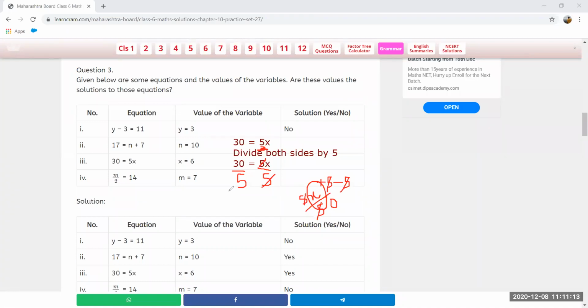Very good. So if we divide this 30 by 5, then we will get the answer 6, because 5 sixes are 30. And x is equal to 6.